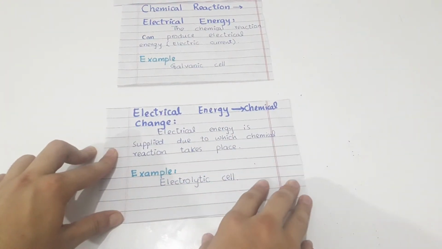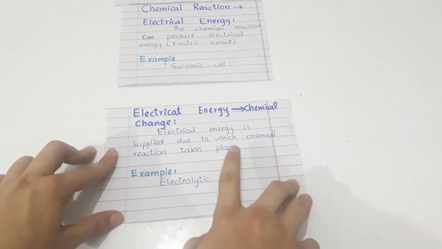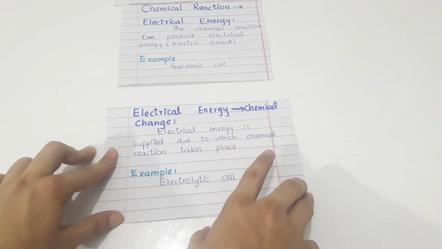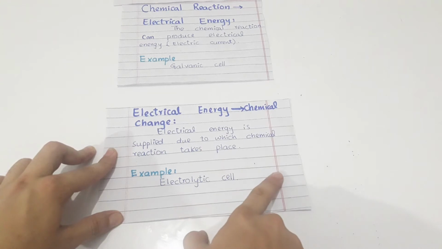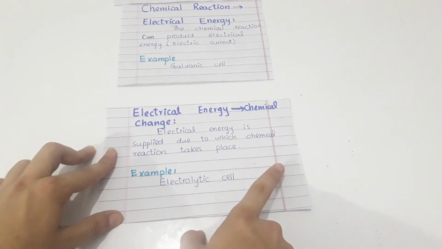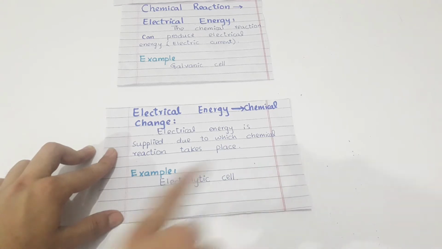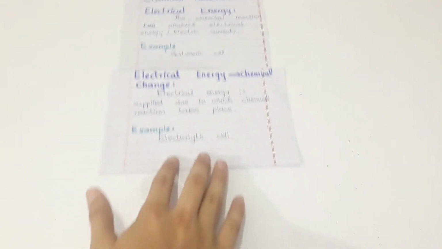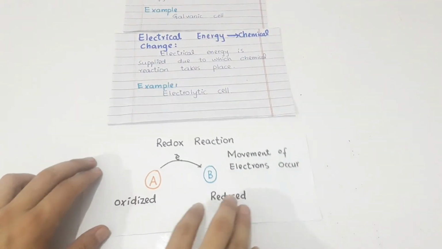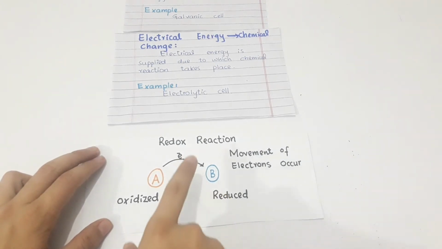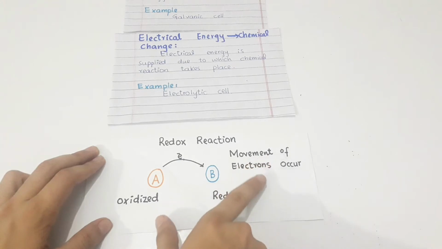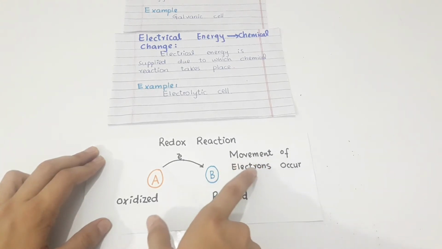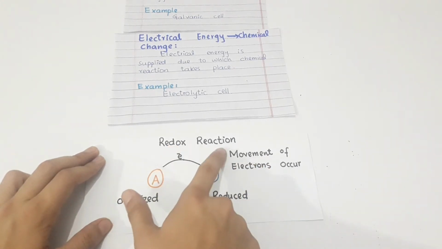In very simple terms, electricity is the movement of electrons. If the movement of electrons is electricity, then the reaction that creates electricity involves the movement of electrons. These reactions are called oxidation-reduction reactions, in which movement of electrons occurs. It is also simply called a redox reaction.